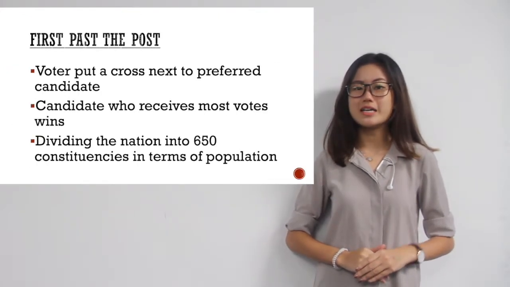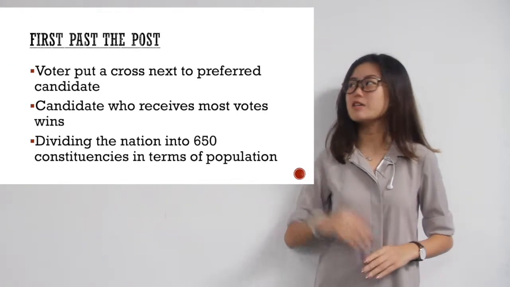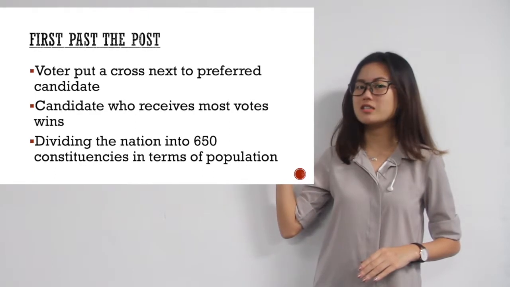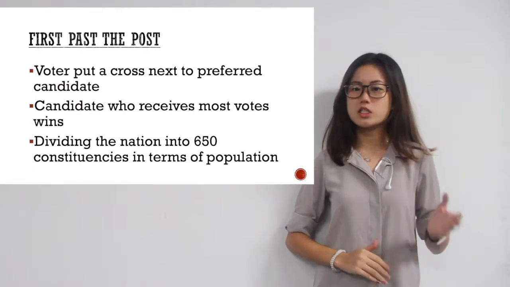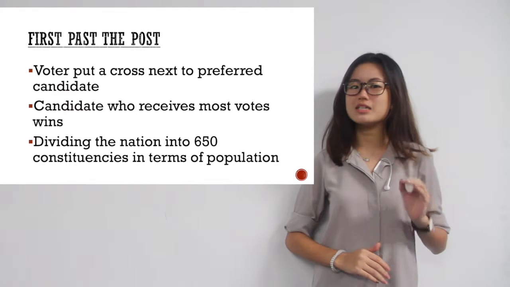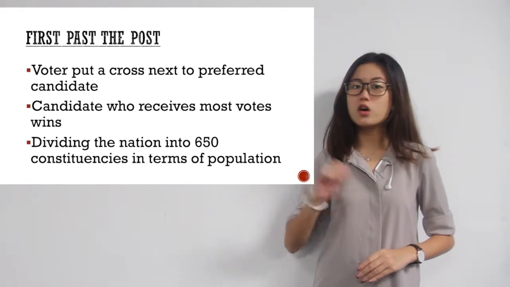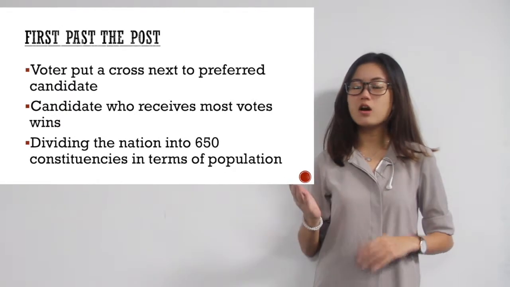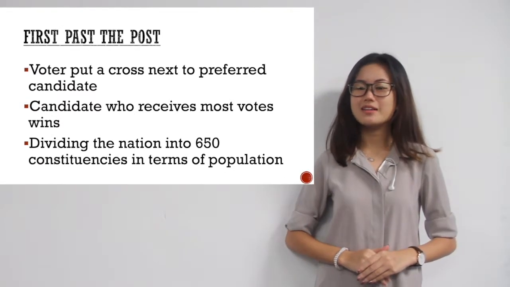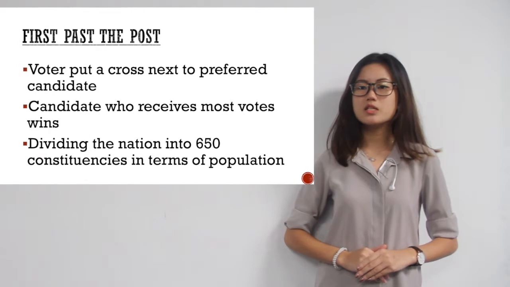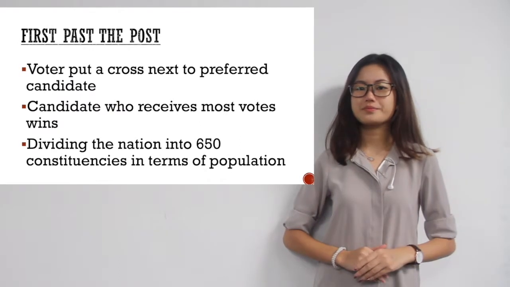The electoral system that is employed in the UK is known as the first-past-the-post election method, where the major parties in the constituency nearly always win the seats of their heartlands. A voter just needs to put a cross next to the name of his or her preferred candidate, and the candidate who receives the most amount of votes wins.